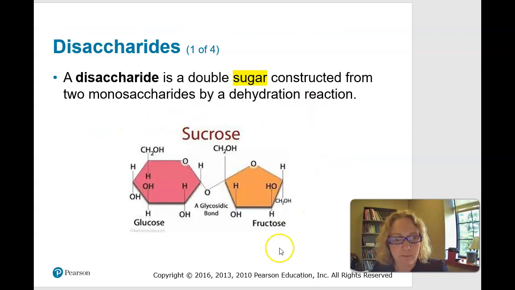A disaccharide is a double sugar constructed by two monomers. So di, two saccharides. Monosaccharide, one, makes disaccharides, two. Okay.